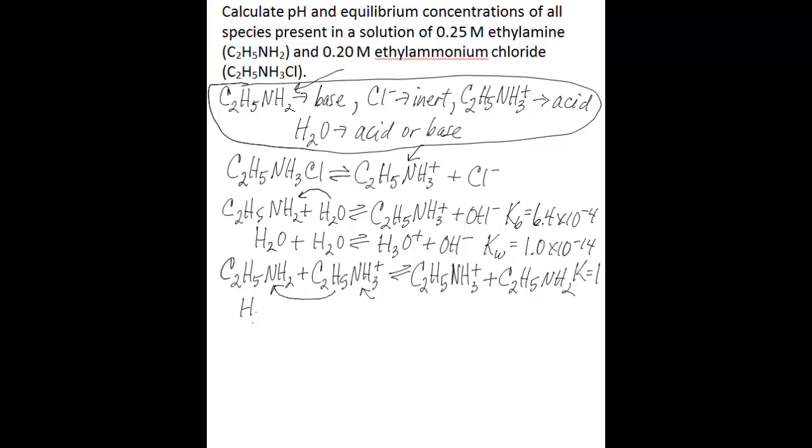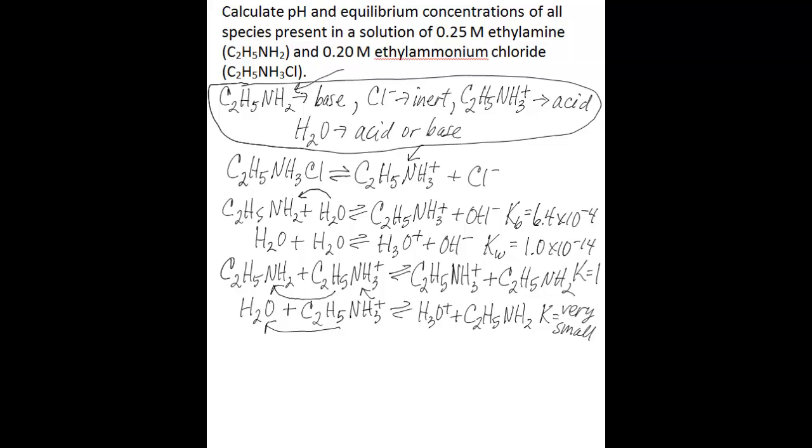Another and final possible proton transfer reaction is where water acts as a base and the conjugate acid of ethylamine, this ethyl ammonium cation, transfers a proton to water. And when that happens, you're left with the hydronium ion plus the ethylamine base. Now the K value for this reaction is very, very small.